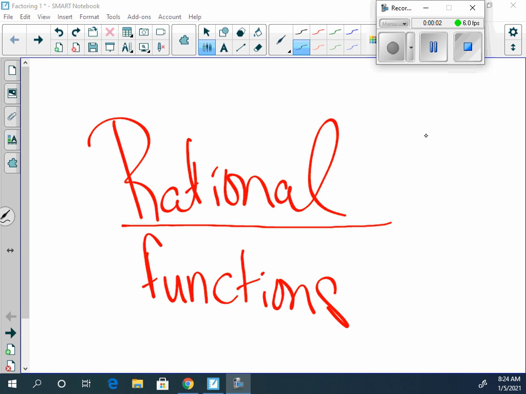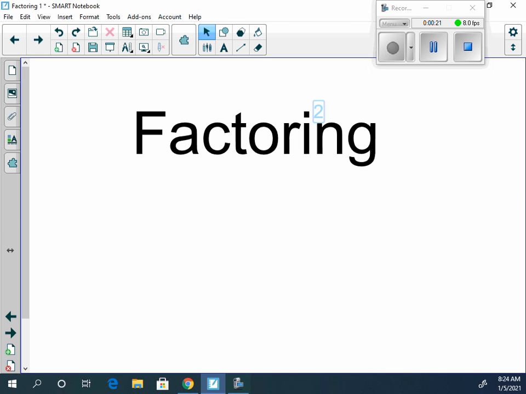All right, guys. So we finished one semester and we're starting this next semester. Now, rational functions is what we're going to be covering next, is the next new topic we're going to cover. But we're not going to get there today. What we're going to be covering today is factoring.